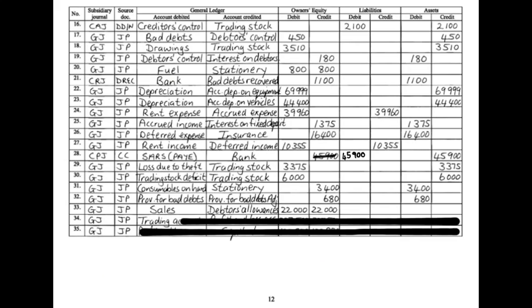So my trading account is debited, profit and loss account is credited, and both of these are known as owner's equity. So my owner's equity is increasing and decreasing with 227,500.